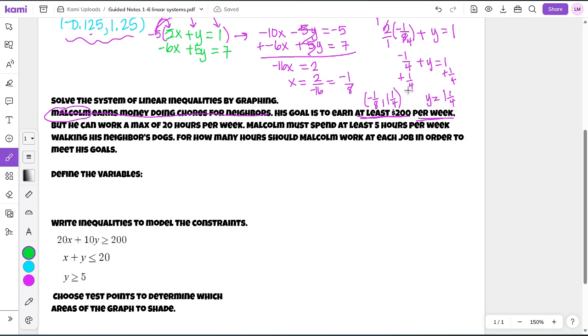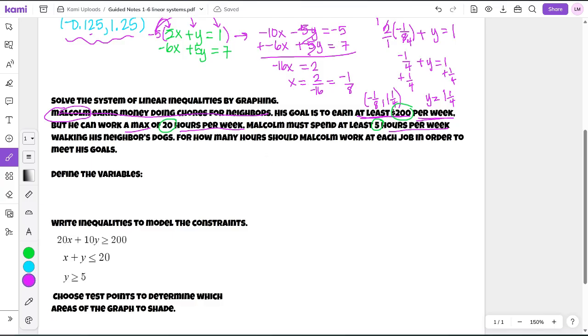So I'm going to go ahead and circle these numbers in green, okay? All right, but he can only work a max of 20 hours per week. Okay, so I'm going to underline a max and hours per week. Those may come in handy. And then he can spend at least 5 hours per week walking his neighbor's dogs. For how many hours should Malcolm work at each job in order to meet his goals?